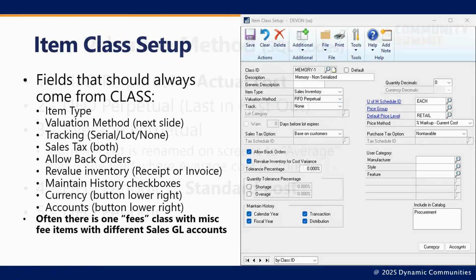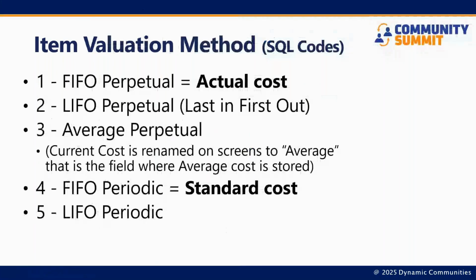Lost my mouse. There we go. All right, so item valuation method. It's particularly cryptic. It's cryptic both in the tables, which have this 1 through 5, and honestly in the GP windows. FIFO, first in, first out, perpetual is in always changing, is actual cost. Most people don't have LIFO, which is last in, first out. Average is pretty big in Europe, but we don't have a ton of clients using average here in the US. And then FIFO periodic, or as in once in a while, that's our standard cost. Okay, so just good to know those.